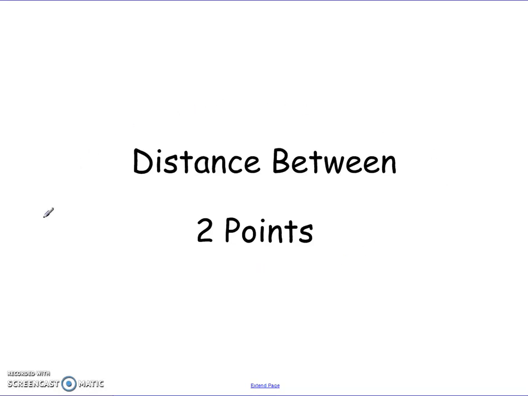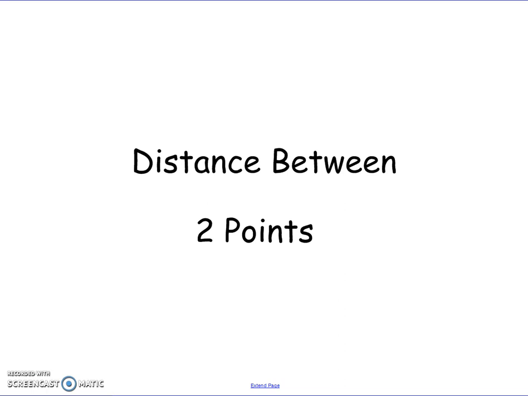What we're going to look at in this video is how we calculate the distance between any 2 points given within our plotted system. So what we're going to look at is taking 2 points, which we'll call A and B, and how we find the distance between the two of them when we're given the coordinate of each of the points.